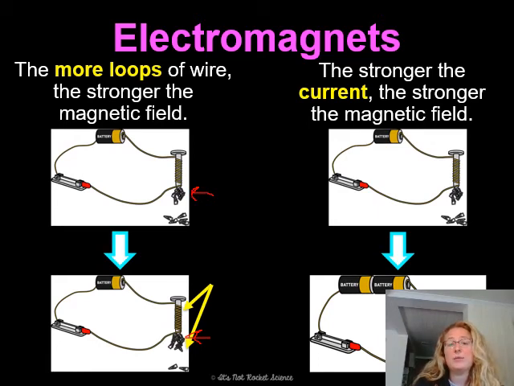The other way is that we can increase the current. The current is coming from the battery that is our energy source. Again, my head is in the way. But if you added a second battery, similarly, there will be a few paper clips being picked up here, and in this picture down here, there will be more paper clips. So two ways to increase electromagnets: more loops, stronger current.